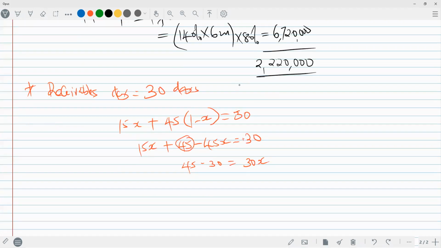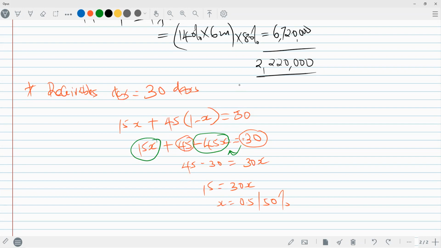This is 45 minus 30, then 15x minus 45x. If we take this to the other side, it becomes a negative. Therefore, 15 is equal to 30x, and therefore x is equal to 0.5, or simply 50%. So it's a matter of 50-50. Therefore, not all customers get the discount. Half the customers get the discount, the other half don't.